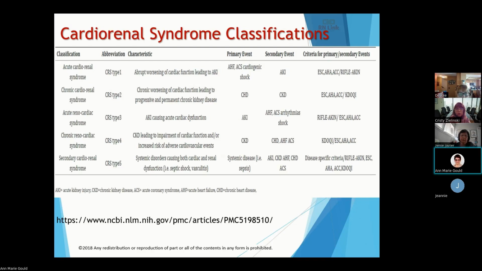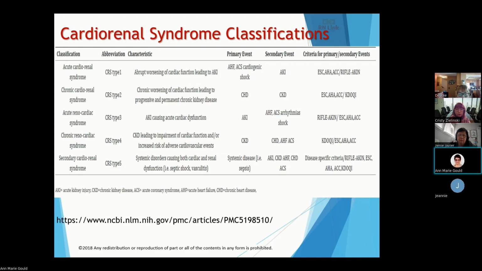So if they have CRS type 4, your CKD leading to impairment of cardiac function, increased risk of adverse cardio events. So the primary event was the CKD, but they may have developed coronary heart disease, acute heart failure, or acute coronary syndrome. So I think this was really interesting to see.